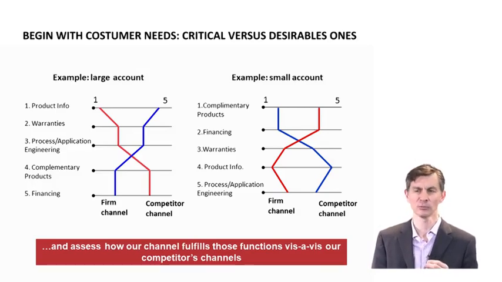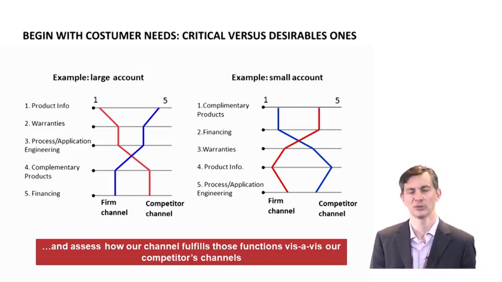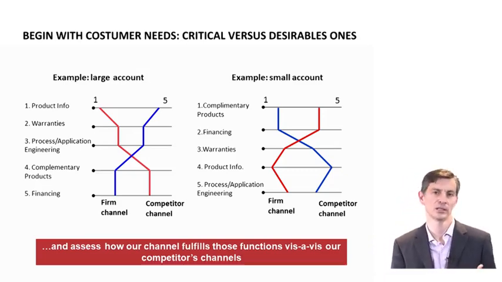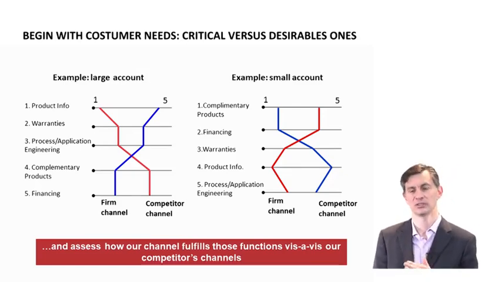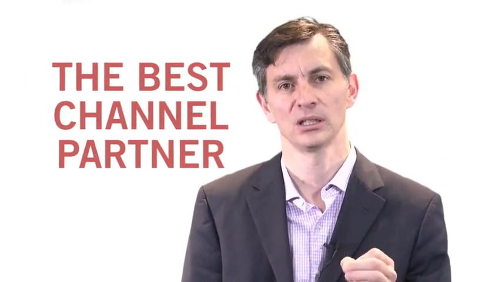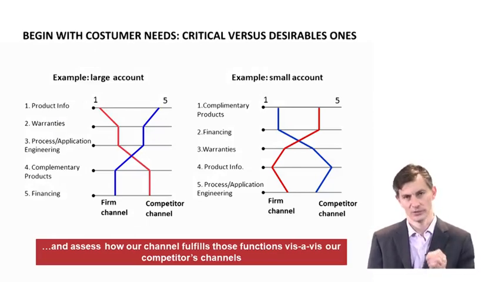However, for small accounts, notice that those same needs are not necessarily the same. In particular, small accounts may care about complementary product lines and financing as opposed to process or application engineering. So as you can see, the partner network of my competitor might be better for serving smaller accounts. So identifying the customer needs for specific segments of customers is critical in order to start thinking about which is the best channel partner for serving them and exceeding their expectations. Identifying these needs and trying to rank them in order, as in this example, is one of the first things that you will do in order to serve customers well.